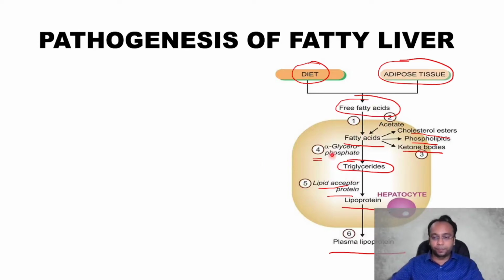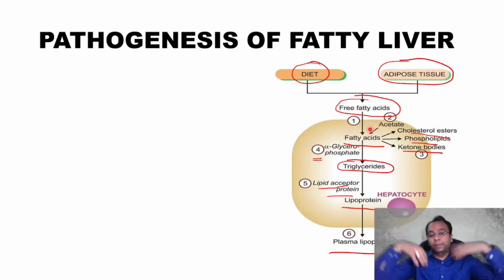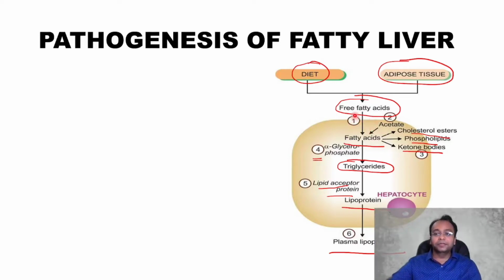For example, if there is hyperlipidemia in your blood, if you are taking excessive lipid in your diet, then there will be more free fatty acid entry into the liver. Such free fatty acid entry into the liver can increase if the patient is starved, and if the patient is having diabetes, then from the peripheral tissue, the free fatty acid from the adipose tissue will get entry into the liver and more fatty acid is converted into triglyceride, and ultimately they will increase the chances of development of fatty liver.